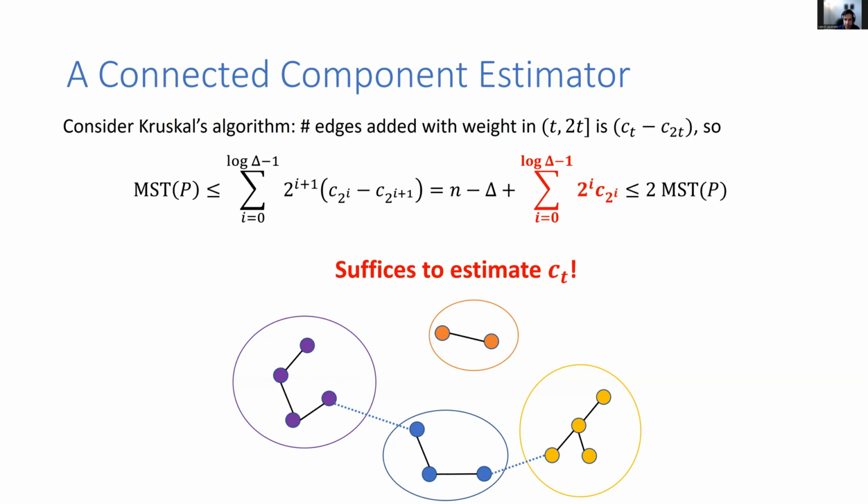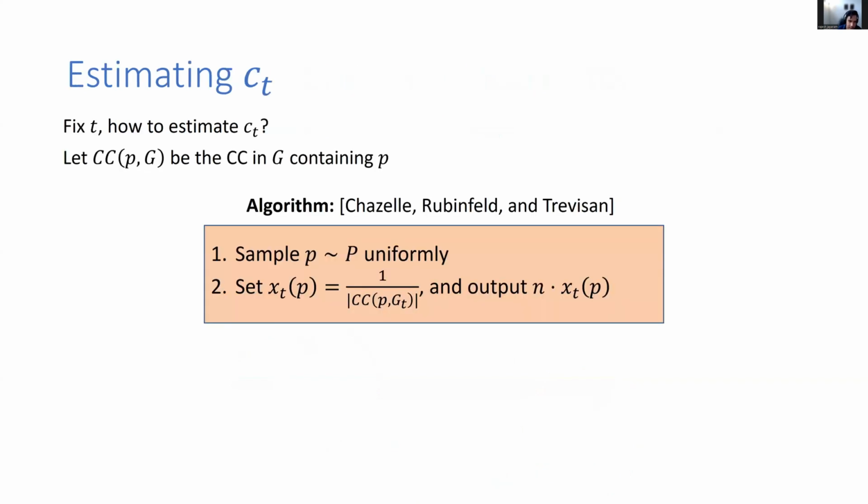So here's an idea of how we could estimate it. This is the estimator again, due to Chazelle, Rubinfeld, and Trevisan. And I'm going to introduce a bit of notation for a point P and a graph G. We're going to let CC of P, comma G, be the connected component in the graph G which contains my point P.